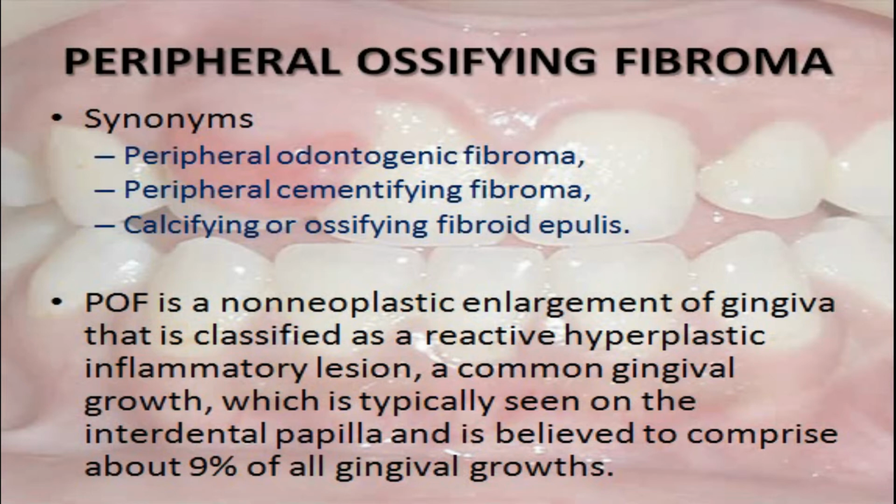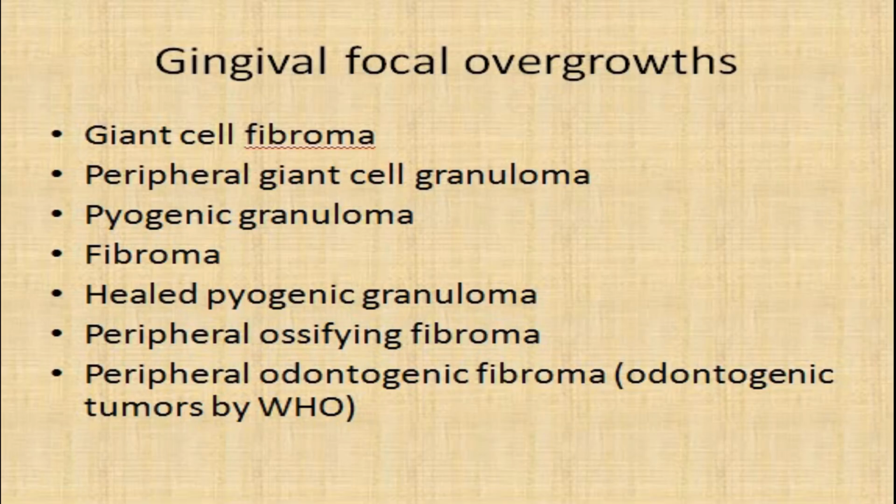Peripheral ossifying fibroma is a non-neoplastic enlargement of gingiva that is classified as a reactive hyperplastic inflammatory lesion, a common gingival growth which is typically seen on the interdental papilla and is believed to comprise about 9% of all the gingival growths. Now we will see what all are the gingival growths we are having.